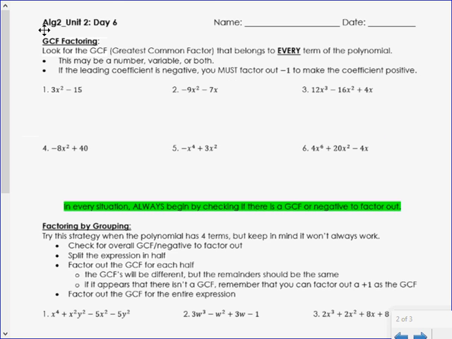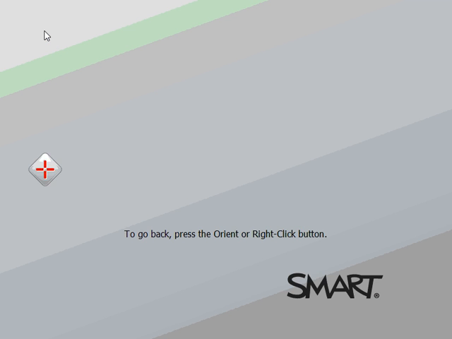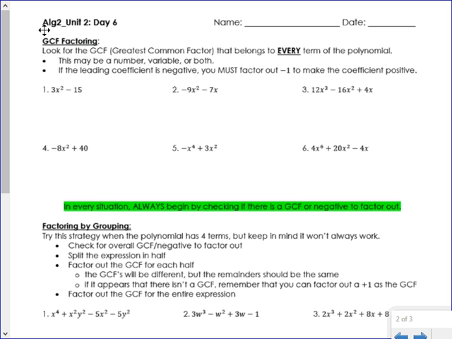Alright, so we're going to start with our GCF factoring. Does anybody know what GCF stands for? Greatest common factor. So the main idea for greatest common factor factoring is you're just looking to see what does everything have in common, and then you're going to divide it away. That's essentially what we're doing.